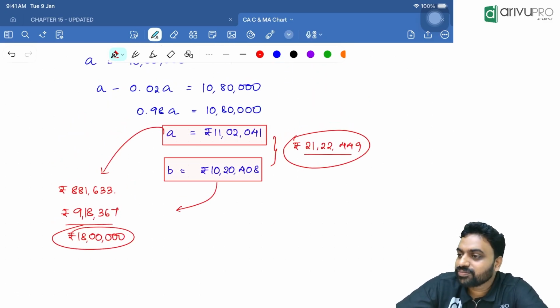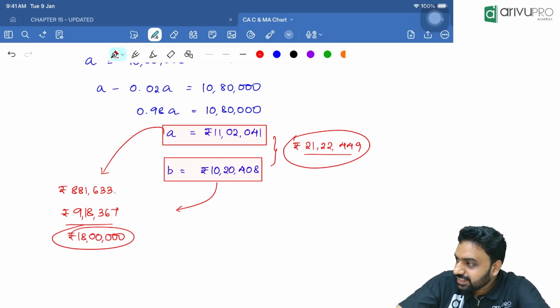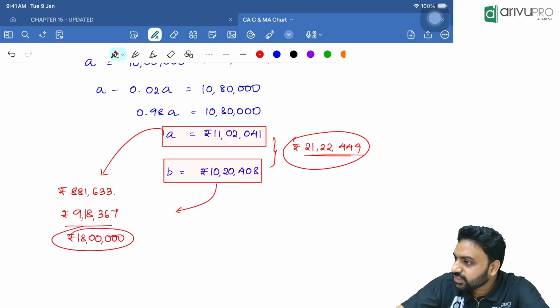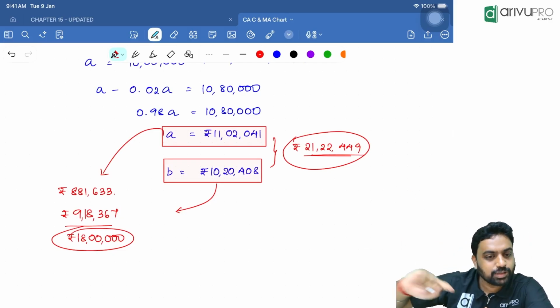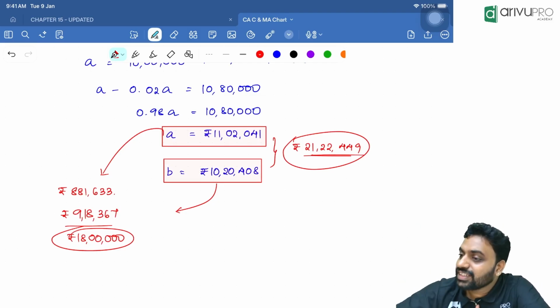Which should go? That's the reason, guys. In case of trial and error and simultaneous equation, whatever total you get is not the actual overhead. That is because again and again we are doing the redistribution. That's why we are getting that total. Understood? So that is not the actual overhead.